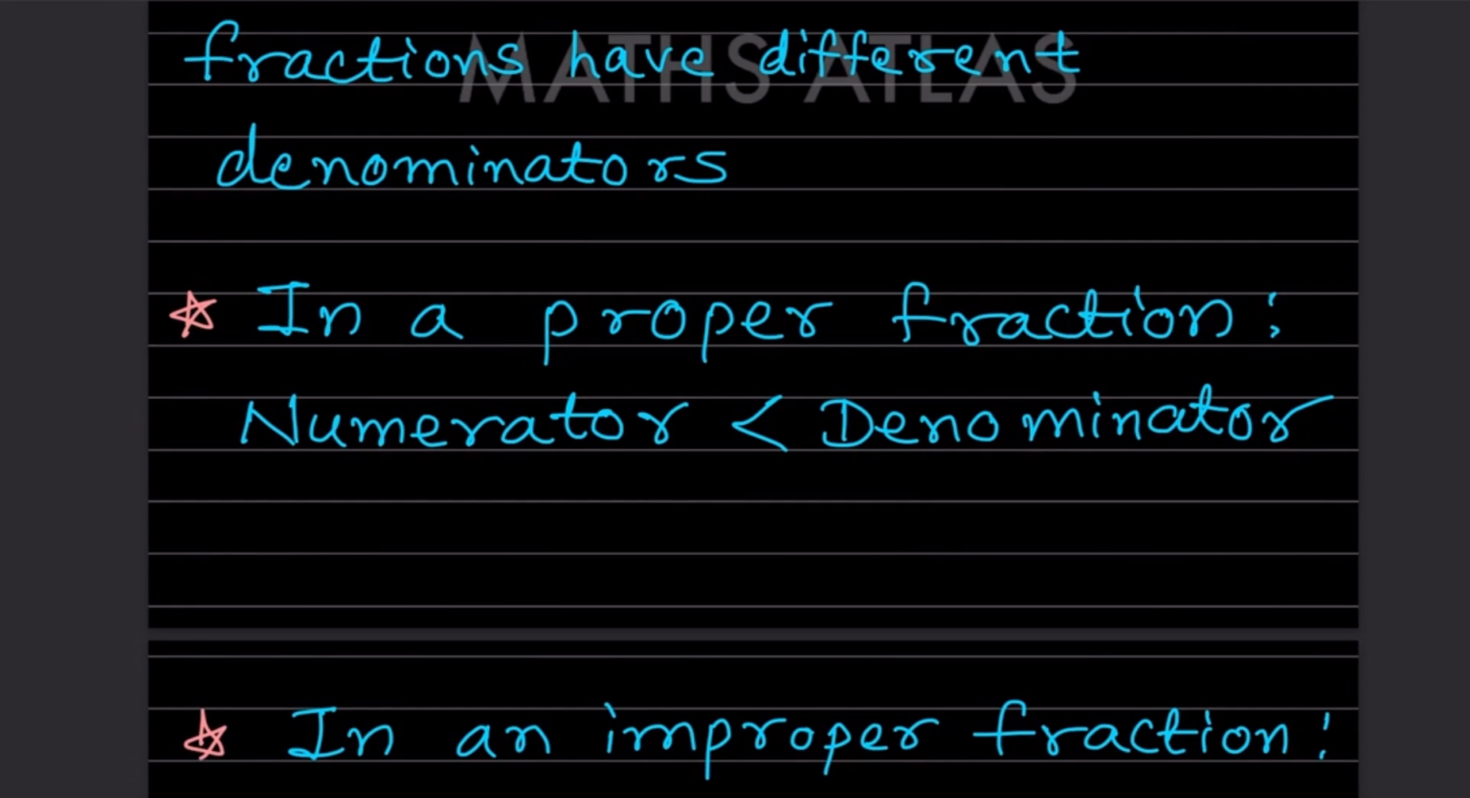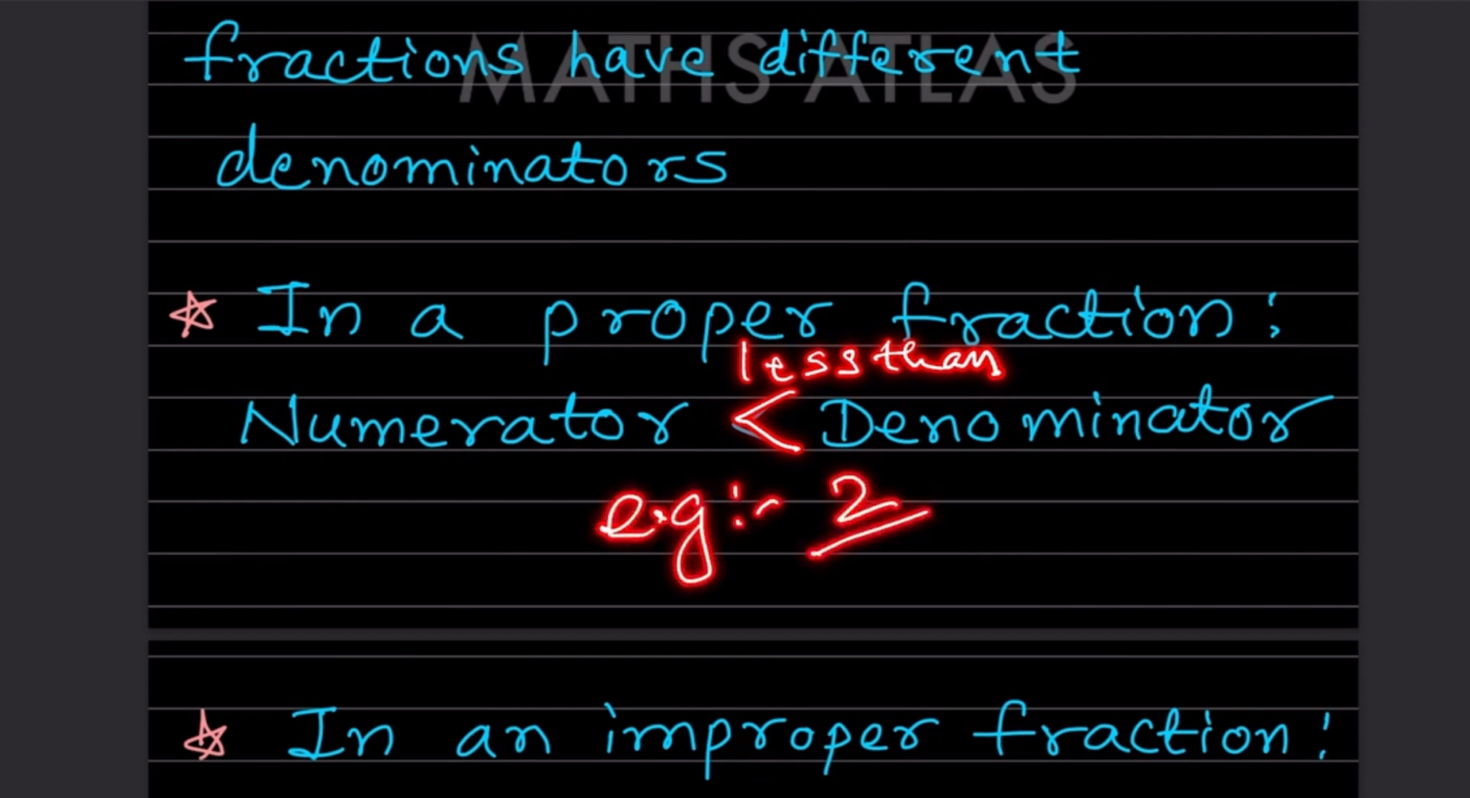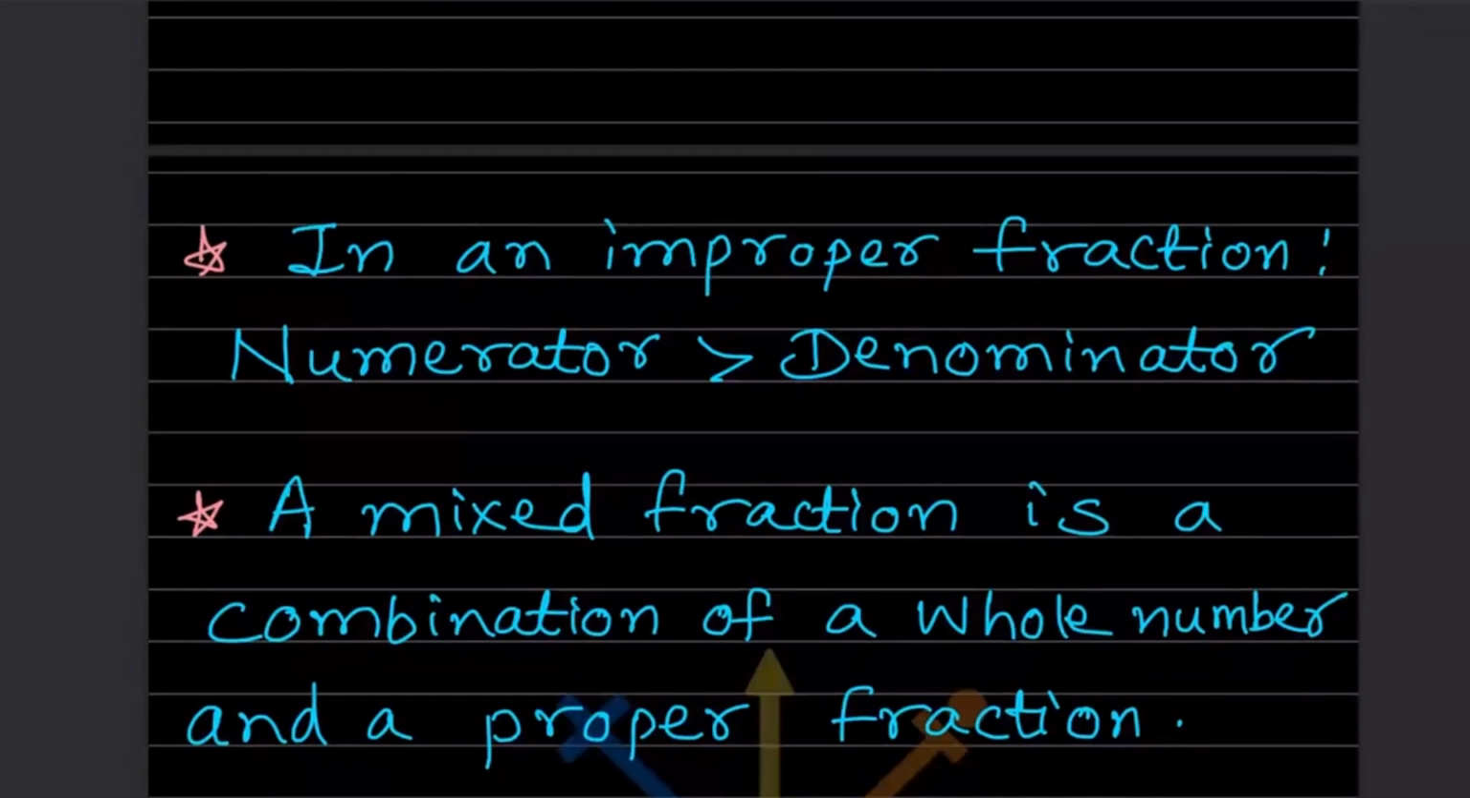Now there is one more thing you have to remember, that is a proper fraction. Proper fraction means always the numerator is going to be less than the denominator. So if I write here 2 by 3, can you see your numerator is less than the denominator? These points you have to remember and note down in your notes. See here, when I write this sign it means less than. So the numerator is less than the denominator, and you can write any example. If I'm writing here 2 by 3, it means the numerator is less than the denominator. Hope you got it.